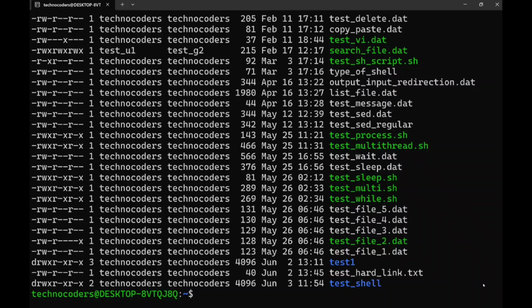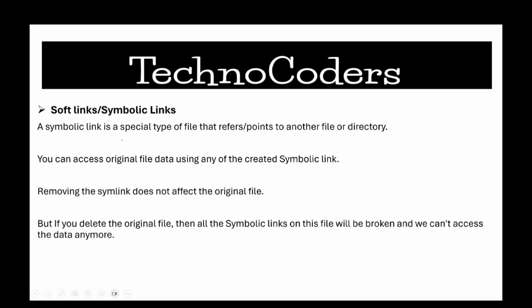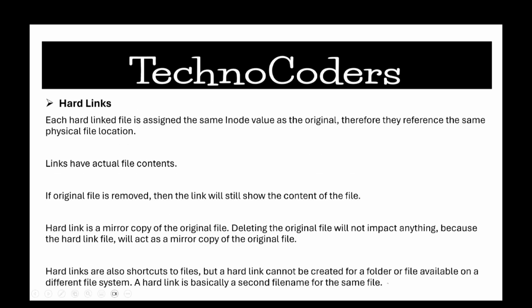Now let's move to the hard links. In a hard link, each hard linked file is assigned the same inode value as the original. Therefore they reference the same physical file location. What that means is, if I go back, this inode number, if you create multiple hard links, all the links you are creating will get the same inode number. So they directly access the data. But in a soft link, if you notice, every time I created a soft link, it had a different inode number. In hard links, all the links you create will have the same inode number value as the original file.